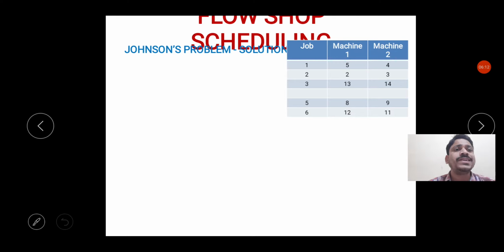So it is now on the machine 1. So we have to check from the starting, whatever the available space is there, we have to place this job there.